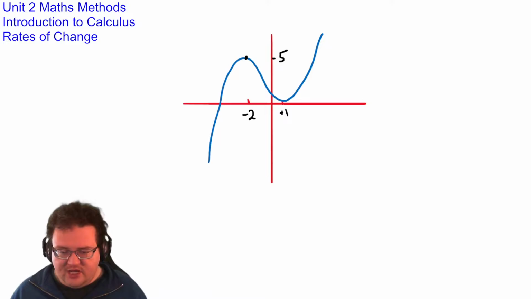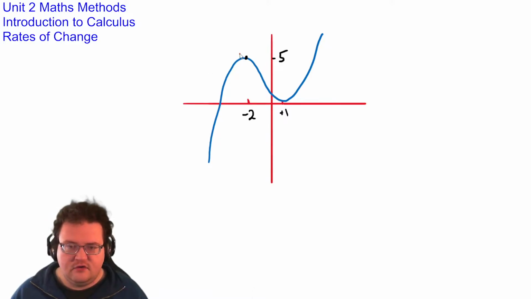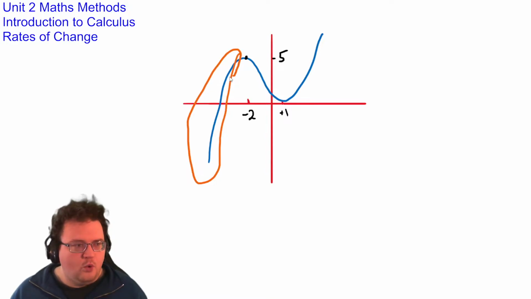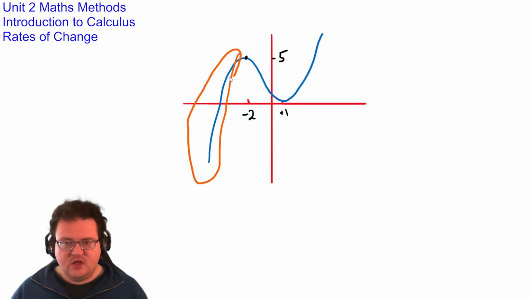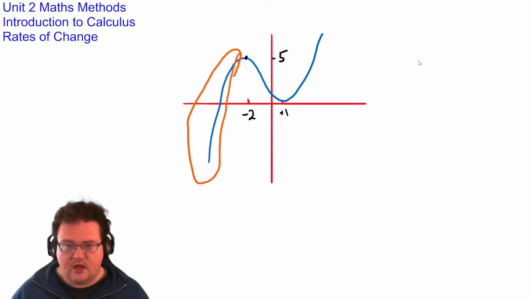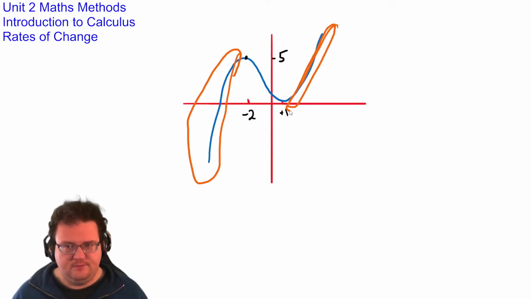So if I'm looking at the section of the graph that is here, would you say that is positive or negative gradient? Positive. So imagine it like a straight line. If it was a straight line, would you say that line is positive or negative? Well, clearly it's positive. If you look at this section, it's also going to be positive. So we'll just say plus VE.